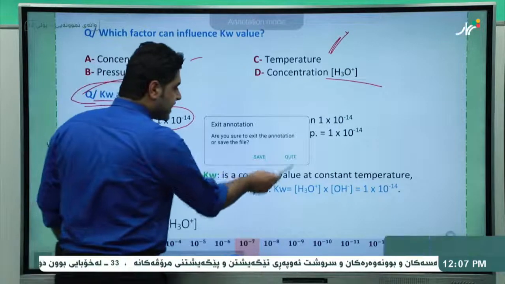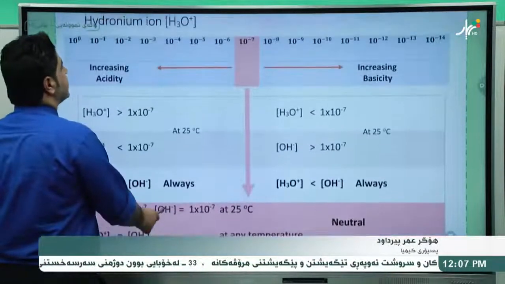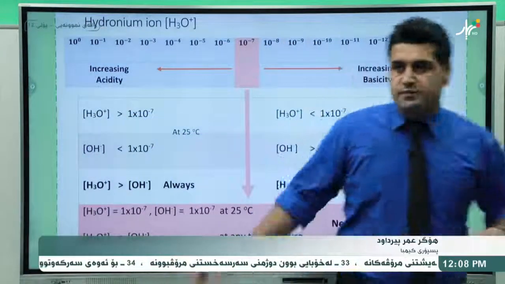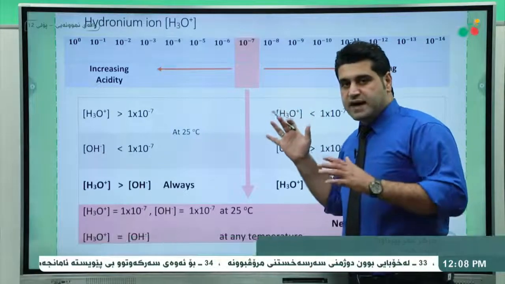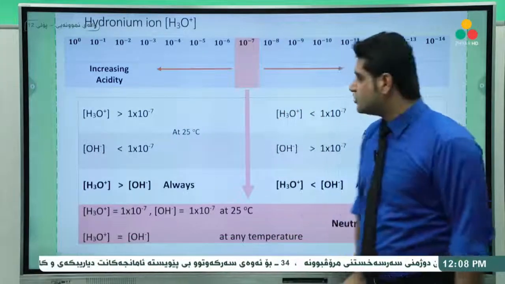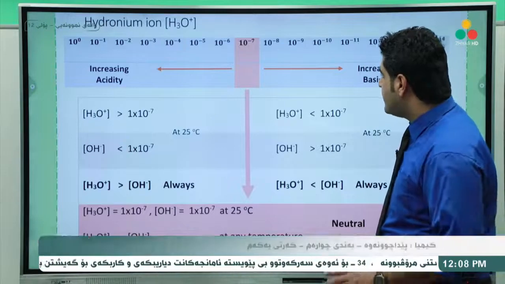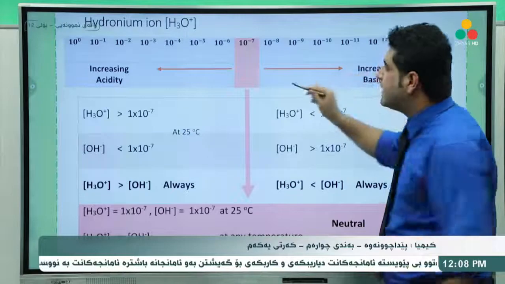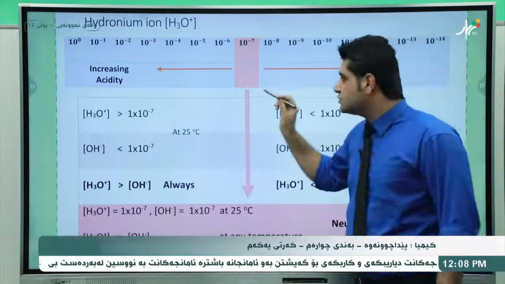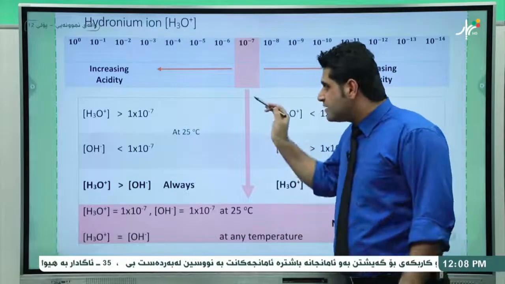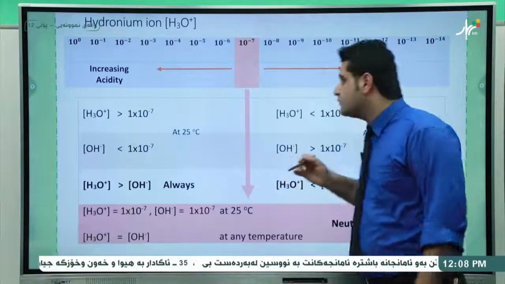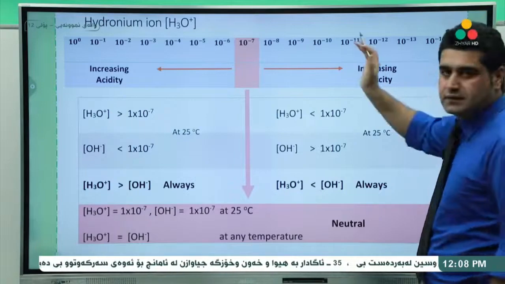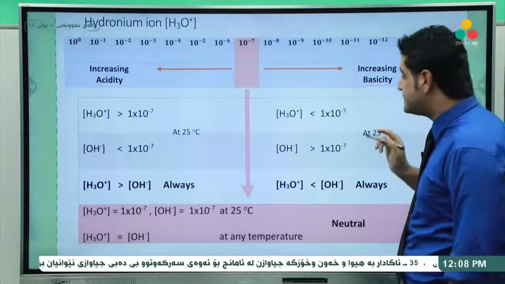Now, let's make a chart. Let's make a scale of the hydronium ion. It's very important because it will be the base for the pH scale also. So hopefully you get benefit from this scale and understand each point that I'm going to mention to you. So please write down anything that comes out of my mouth. Look, hydronium ion concentration scale. This is the scale for hydronium ion concentration.